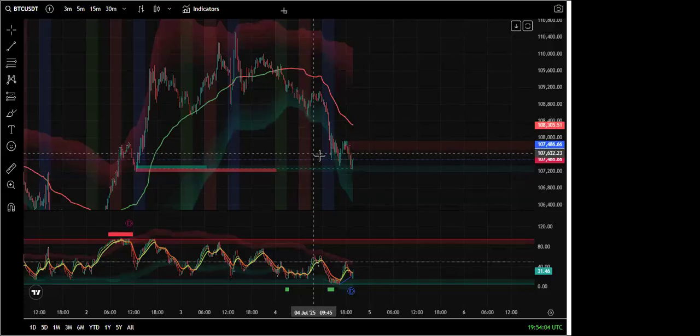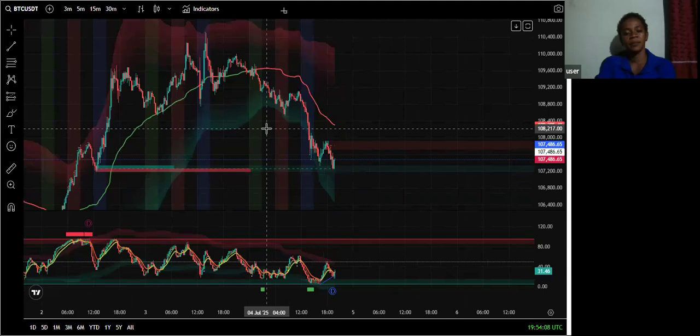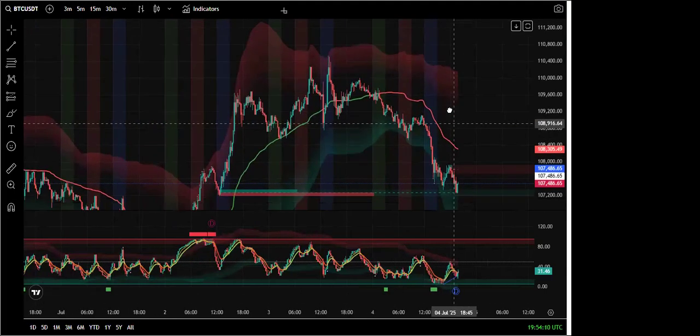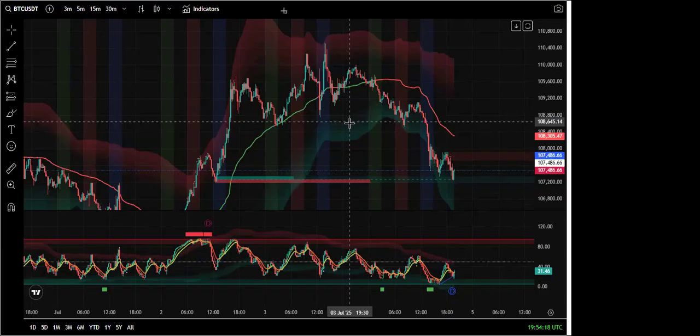Anyone? Okay. All right. Let me see. Divergence as the regular and hidden divergence. Is that a question or confirmation?